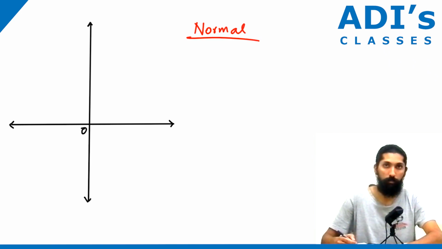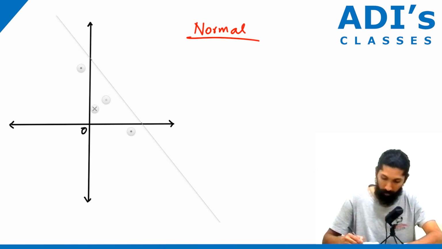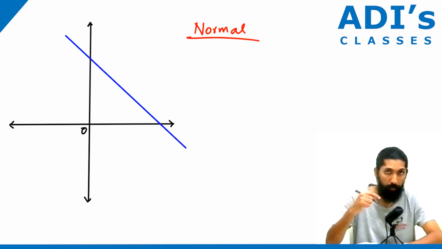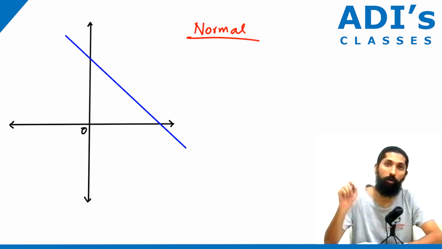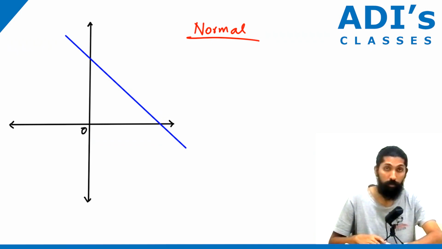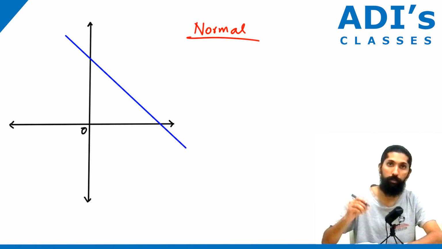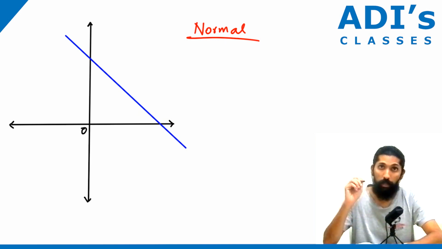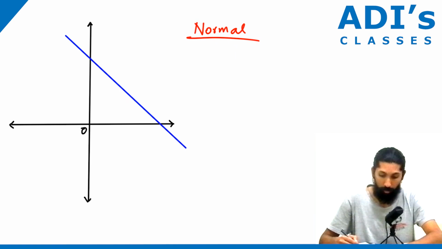Now to understand the normal form again, the first thing we'll do is write one particular line like this. Normal is basically what we have whenever you draw a perpendicular to a line. That is what we call a normal. So for this particular line, we are going to draw a perpendicular, and this perpendicular has to come from the origin. For this line, if you have to draw the normal, it's going to be something like this.